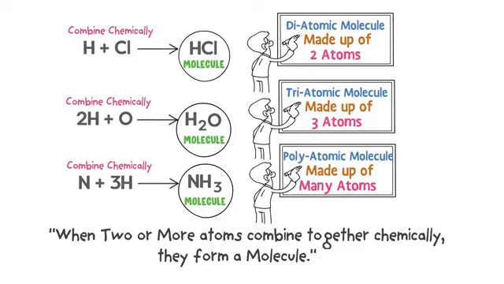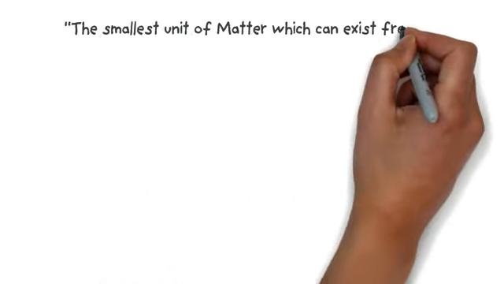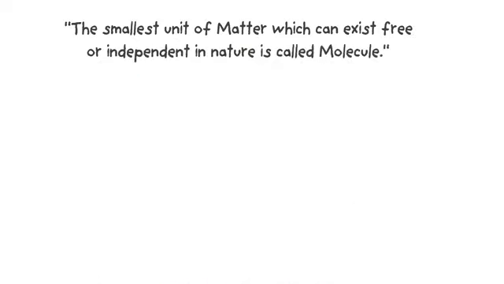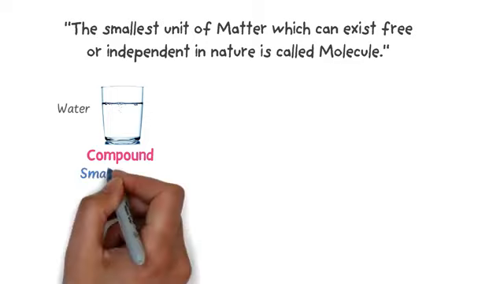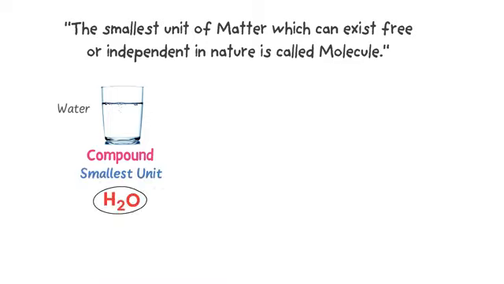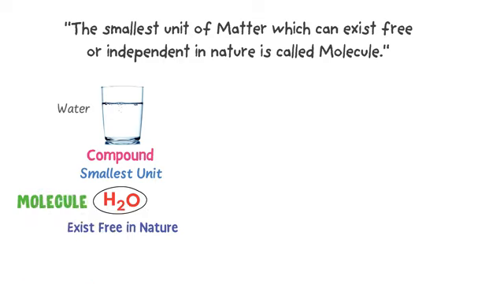Now the second definition of a molecule: the smallest unit of matter which can exist free or independent in nature is called a molecule. For example, consider water. We know that water is a compound. If we take the smallest unit of water, it is H2O. H2O can exist free or independent in nature. So H2O is a molecule.